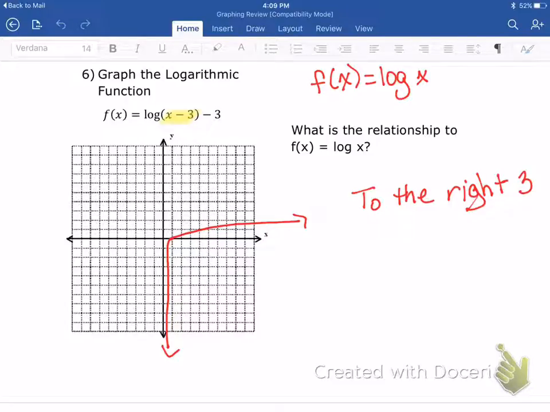Now for our second portion, that's going to be our up and down value, or our y value, and that is true to value. So I have minus 3, so my graph is going to go down 3 spaces.